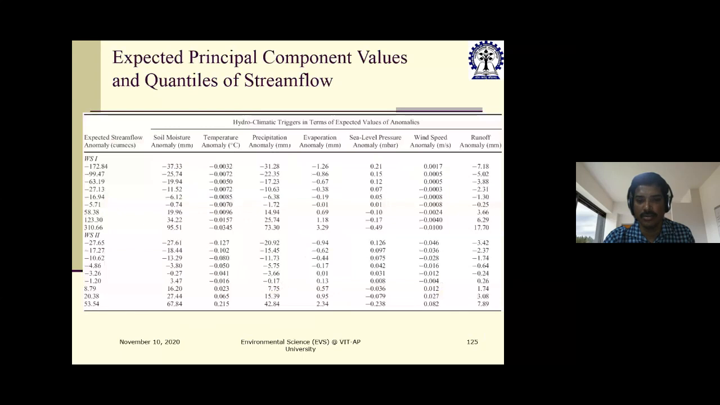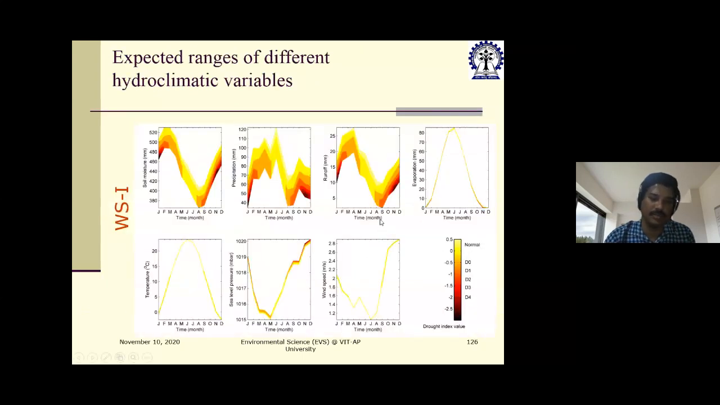So here you can see that in this case we have taken 7 variables: soil moisture, precipitation, runoff, evaporation, temperature, sea level pressure, and wind speed. Out of these 7, for those particular watersheds, we have seen that soil moisture, precipitation, and runoff give more informative results. That's why this ribbon is wider. How to read this: the x-axis is the 12 different months, and D0, D1, D2, D3, D4 are the different categories of drought. As the number increases, it is more extreme drought.